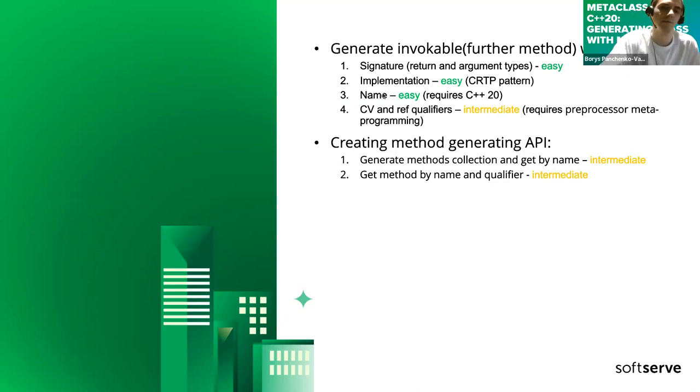CV and ref qualifiers: when we are dealing with objects, they can be const, they can be volatile, they can be lvalue, they can be rvalue. Methods can also behave differently in those cases, so these options should be present in the template of a method.